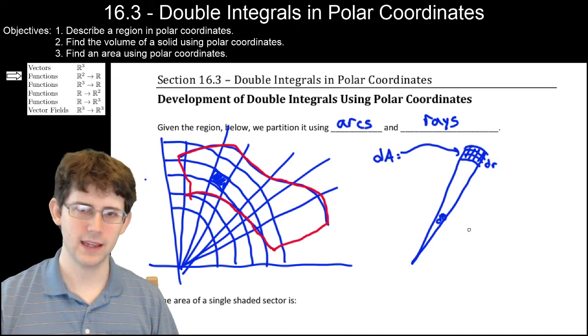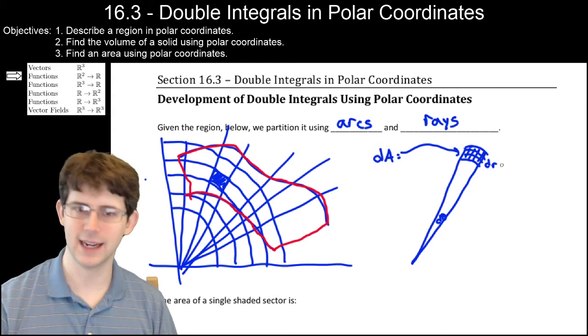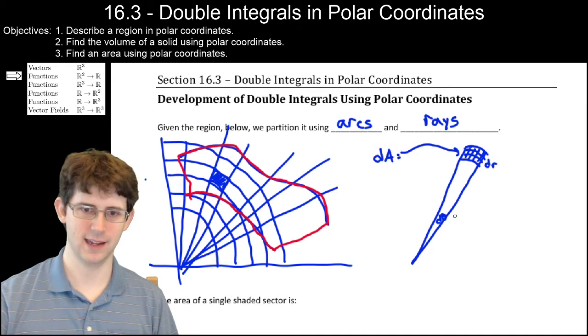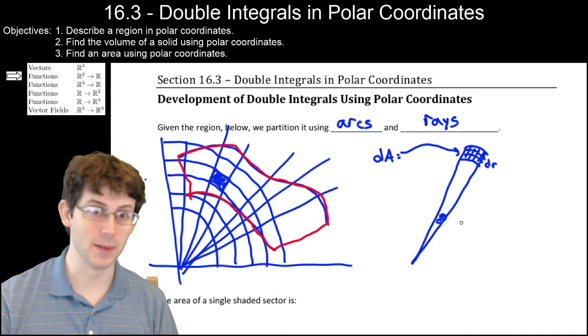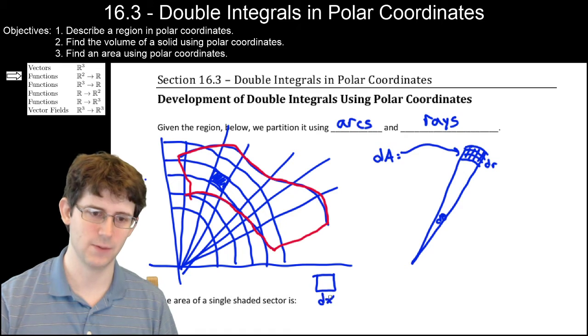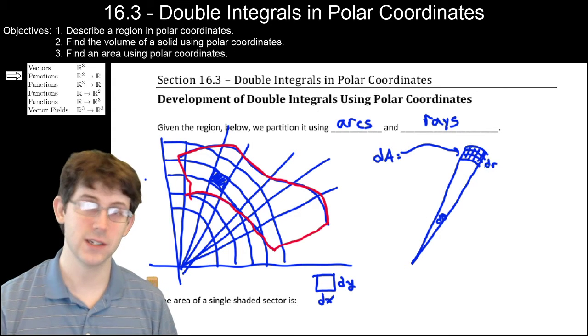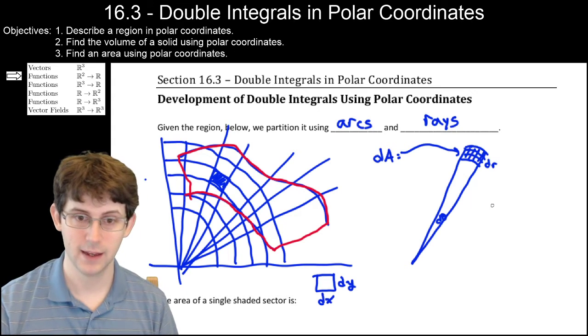Now, I think you should see that in this case, the area of that little region is not dr times d theta. There's no reason that it would be. d theta is a little bit of angle and dr is a little bit of radius. It wouldn't make sense to multiply them. The reason we multiplied dx times dy was because dx was the base of a little rectangle and dy was the height of a little rectangle. So instead, I need to use a geometry argument to figure out what dA should equal in this case.